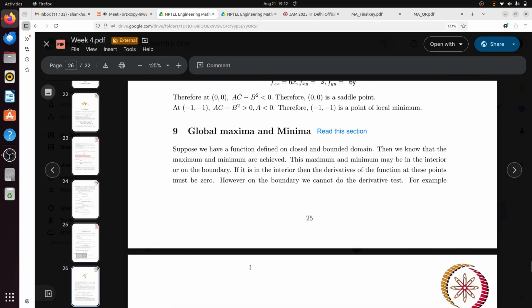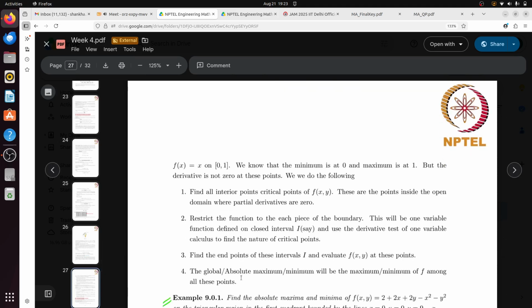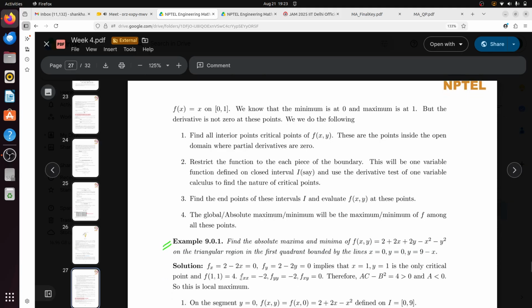Now this global maxima minima you just read on your own. Suppose we have a function defined on some domain. How to determine the global extrema, I will discuss by discussing a problem.